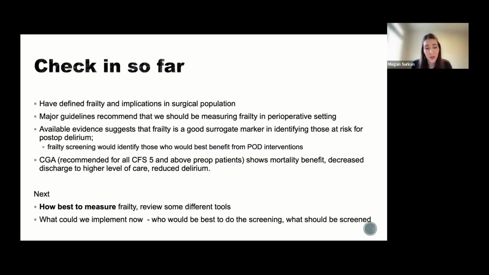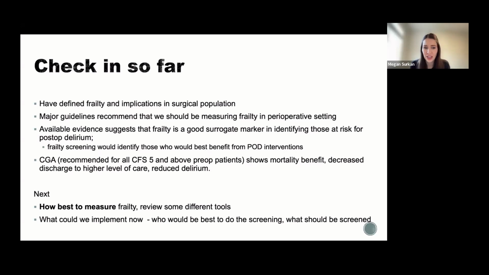So to check in so far, we've defined frailty and its implications in a surgical population. We've looked at some major guidelines that do indicate we should be measuring frailty in a perioperative setting. The available evidence at this time does suggest frailty is a good surrogate marker to identify those at risk of post-op delirium, so by doing frailty screening, we would also have that additional benefit. We looked at a comprehensive geriatric assessment, recommended by the British guidelines to be done in those with CFS 5 and above, that shows mortality benefit and some other beneficial outcomes.